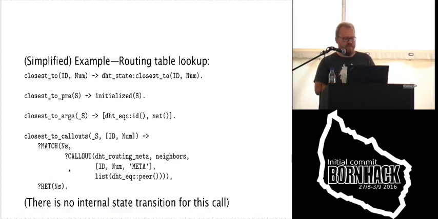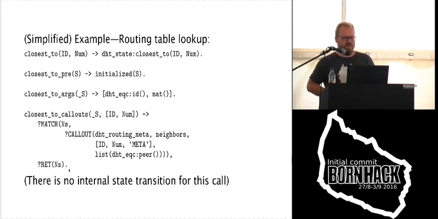I have a simplified example of what these test cases look like. This is the state system, which has a routing table lookup, and here we have essentially an identity, and we want num nodes close to that identity. So this up here defines in the model, in the test specification, that if you want to execute this closest-to command, you're just going to call the real system's closest-to command. So this is the command itself that we can generate.